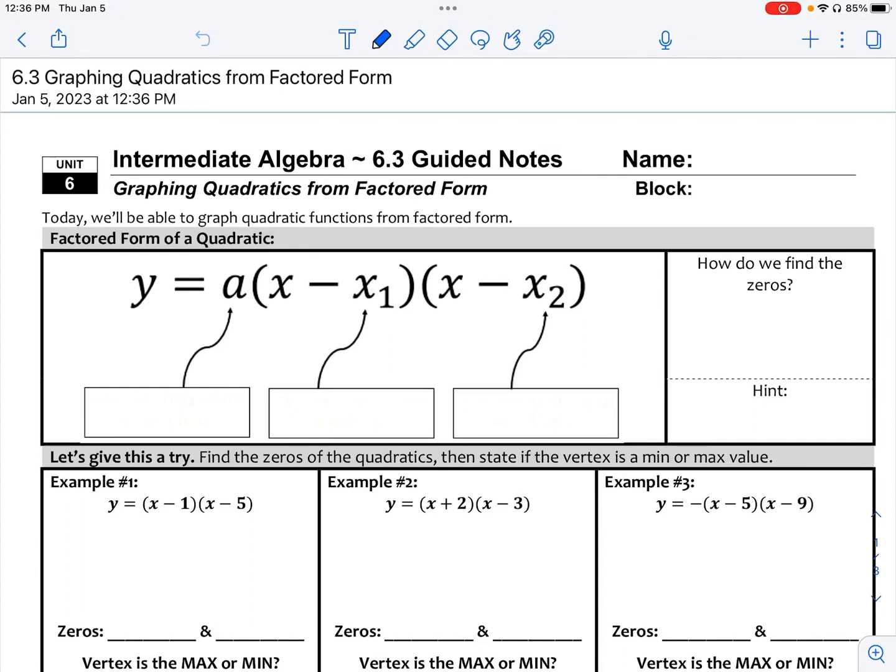Today we're covering 6.3, graphing quadratics from factored form. So just like before, we still have an a in our equation. So a in the front of the equation, when it is a positive number, it's going to open up, which means we have a minimum.